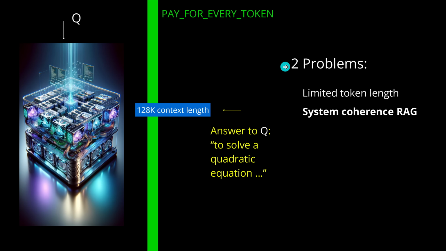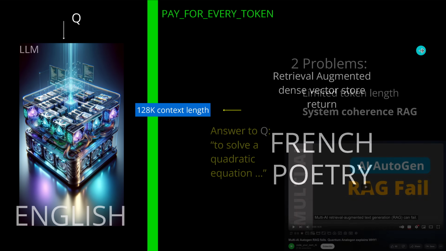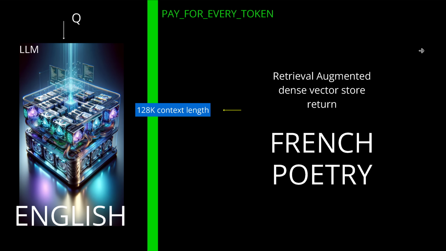Now, I told you we have two problems, and the second problem is more massive. We have a system coherence RAG problem. Now, one way to tackle this, yes, I promote my own videos: you go to this video and I explain it to you on a quantum analogon level. Why Microsoft AutoGen RAG fails with multiple agents. Or we make it very simple like in this slide. Look, just to give you the idea, it is so easy.